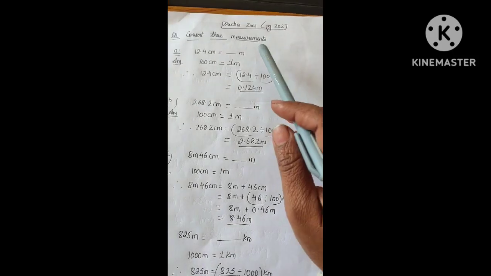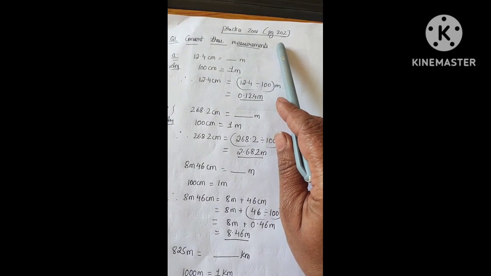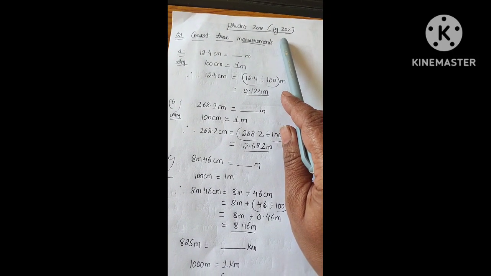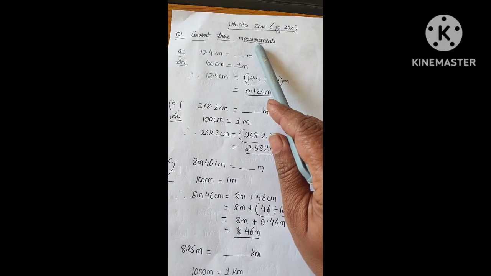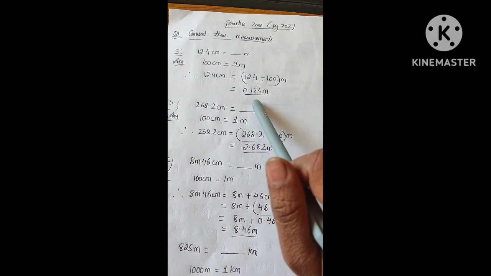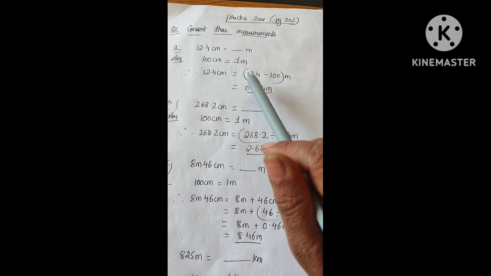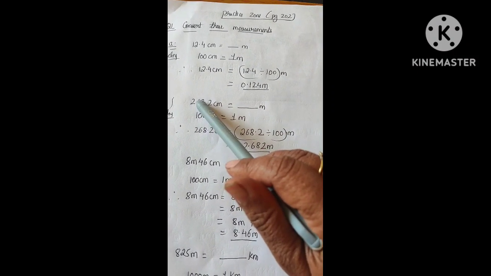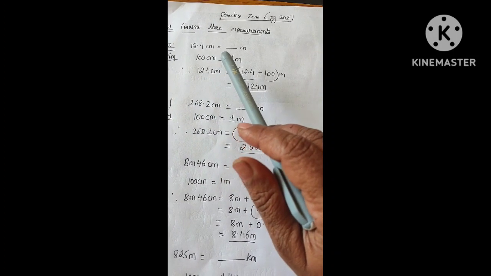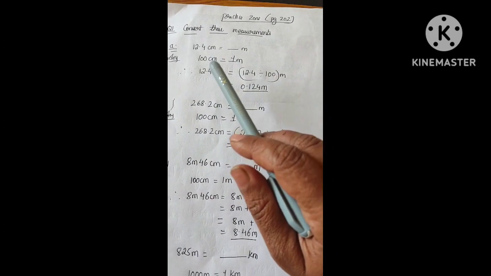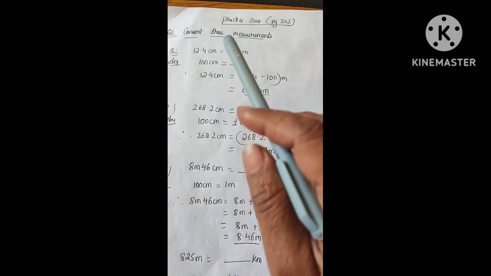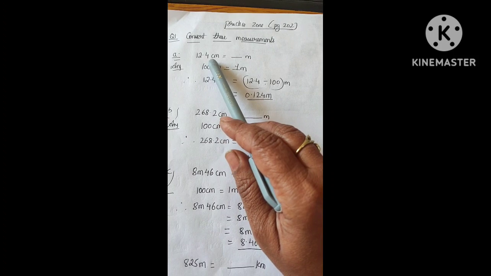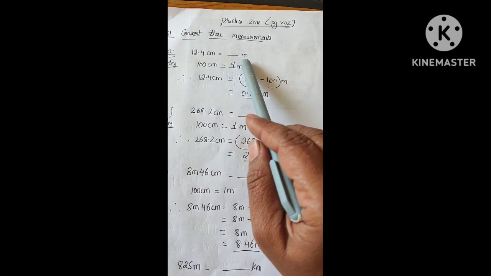Now let us solve question number 1 of practice zone page 202. As we already know, I have made you draw one table, and I have told that whenever we have these questions, what we have to do is convert smaller unit into higher unit, bigger unit. Whenever we convert smaller into bigger unit, what do we do? We divide it. Okay, now suppose the first question, convert this measurement, 12.4 centimeter is equal to dash meter.